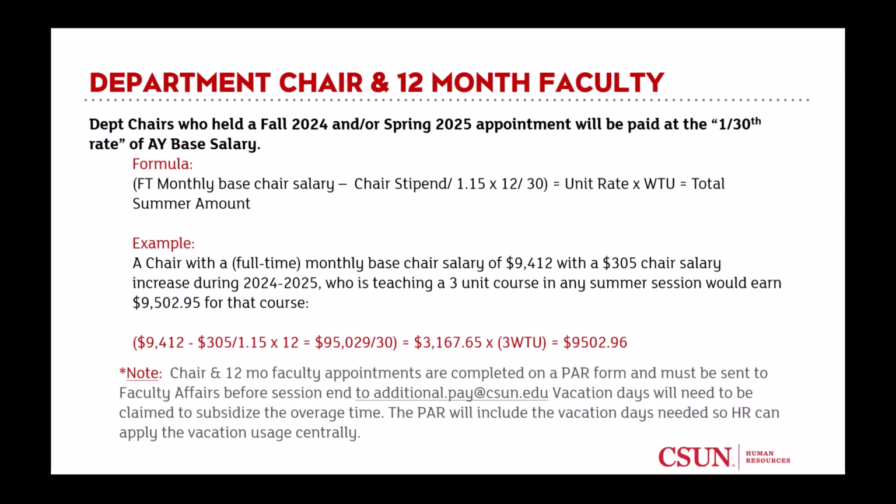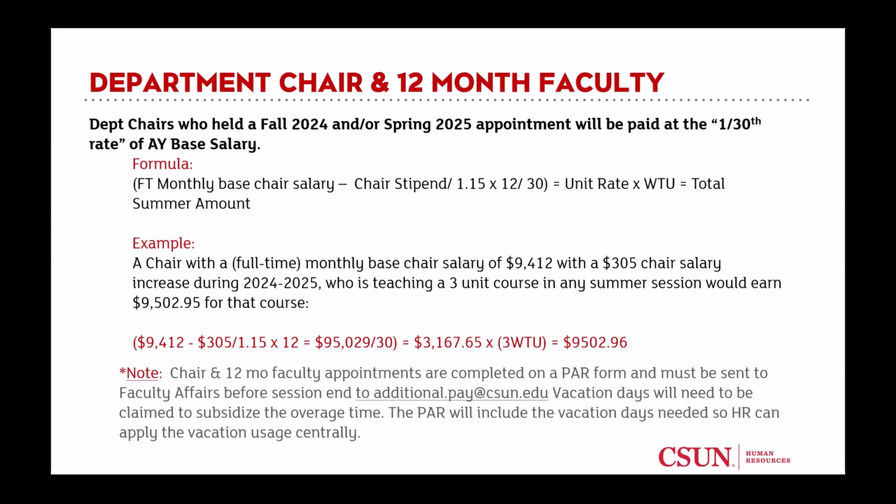Then you'll multiply that rate times however many units they're teaching, and that gives you the total amount, right? So this applies to chairs, but also 12-month faculty. With 12-month faculty, you don't have to take away a stipend because they're not a chair. Only chairs get the stipend. So basically, what you'll do is you'll just divide by 15%.